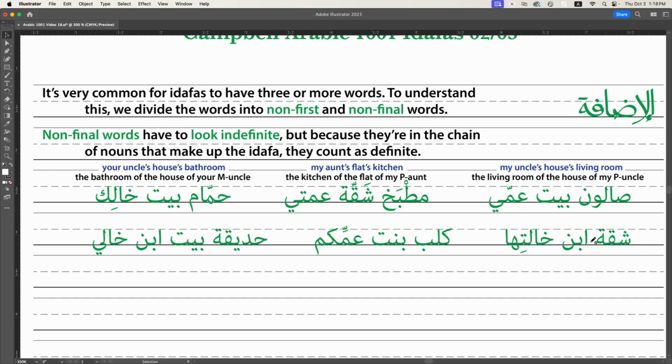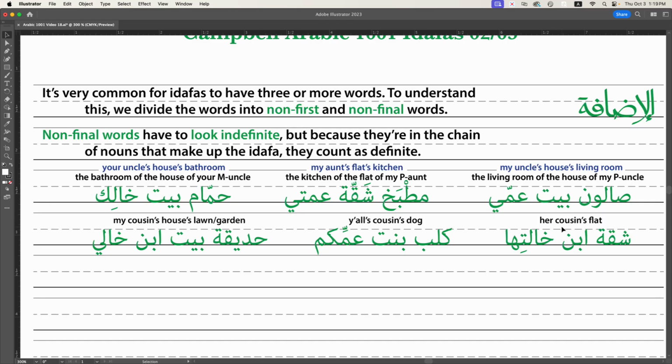Shaqqat is apartment, ibn is son, and khala is the maternal aunt. And it's been turned back from ta marbuta here, because we have a suffix, the ha, for her. So ibn khalitaha, the son of her maternal aunt. And in English, we just have this great all-purpose word, cousin, to mean this. But in Arabic, we have to be more specific, not just that they're your cousin, but how they're your cousin.